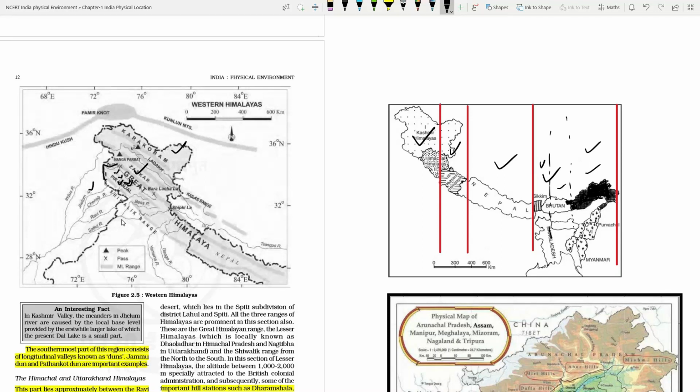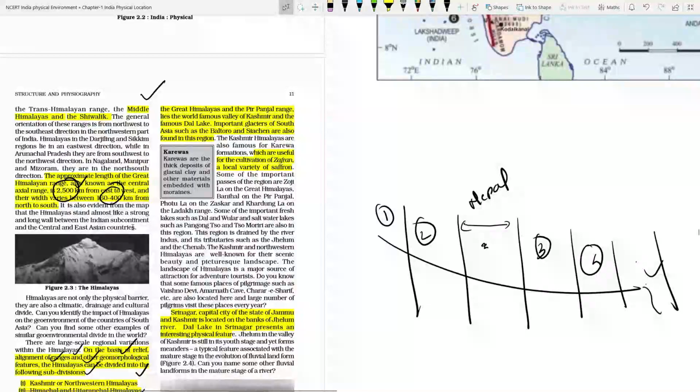This Kashmir Valley has the Karewa formation. The Karewa formation you can see in this box. It is the glacial clay and materials embedded with the moraines. Because of the deposition which has been brought by the glaciers, those formations of the Karewas are there. Karewas are important for the cultivation of saffron, that is the local variety of saffron. Kashmir is known for saffron cultivation.